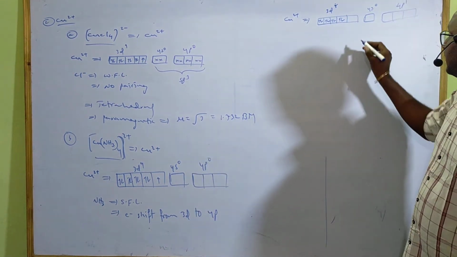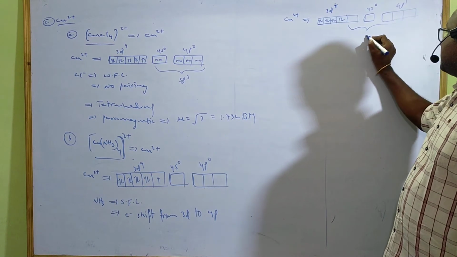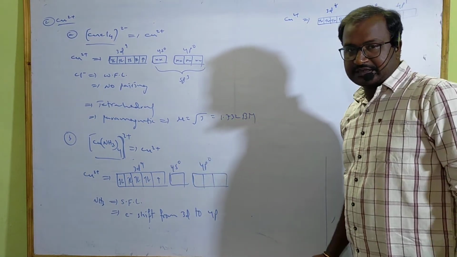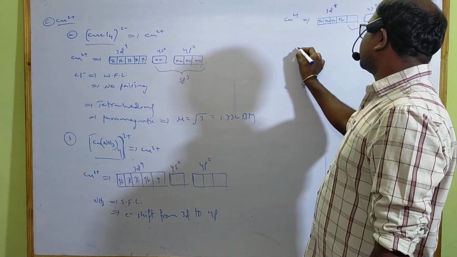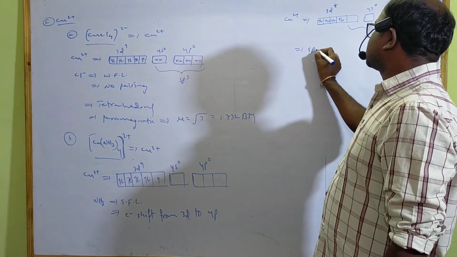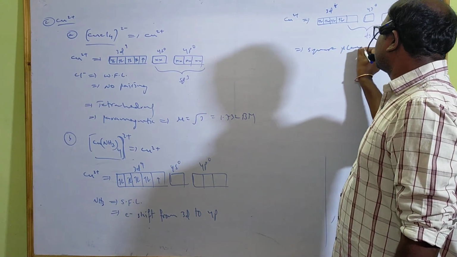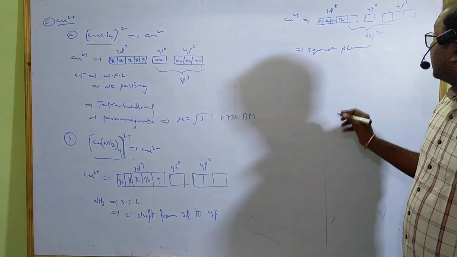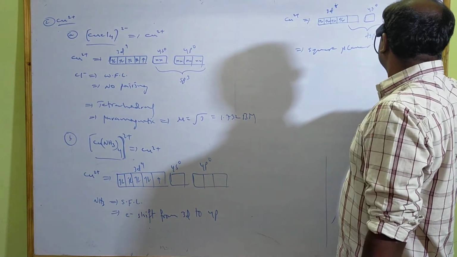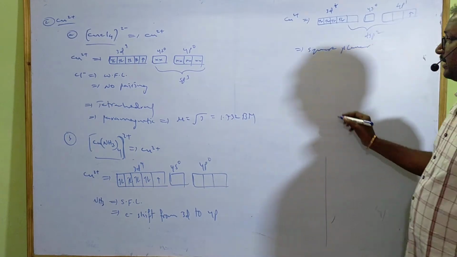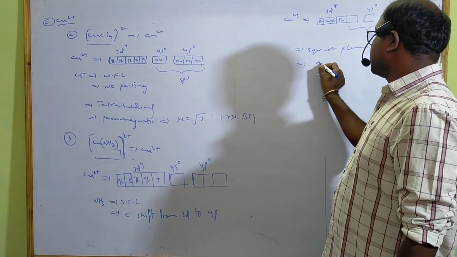will appear. Then it undergoes dsp2 hybridization, because we require only 4 ligands, because there are only 4 NH3 molecules. So dsp2. Automatically what will happen? Square planar. The shape is square planar because of that hybridization. One unpaired electron shifting from 3d to 4p now, so one unpaired electron.